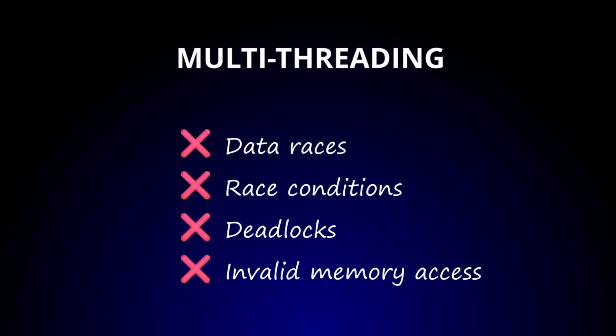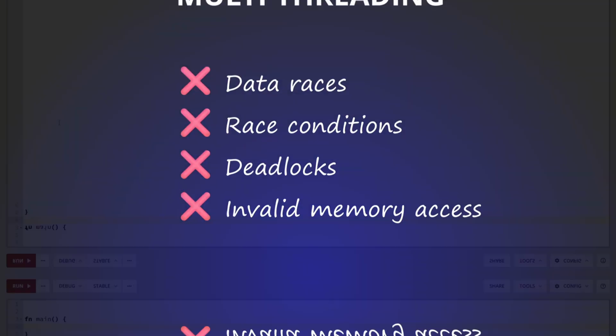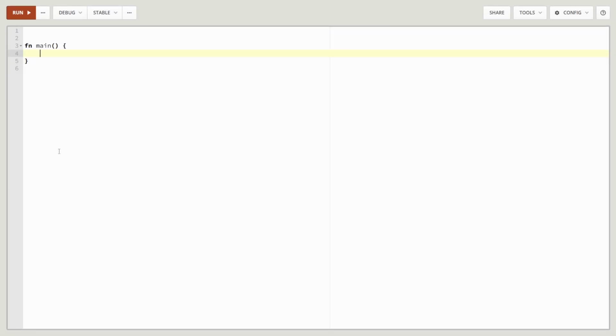Rust uses multithreading to achieve concurrency. Most languages suffer from one or more of these problems. Rust eliminates an entire category of bugs at compile time. The ownership system and borrow checker work together to make concurrency much safer. This is why Rust calls it Fearless Concurrency. Let's look at how we can create threads.